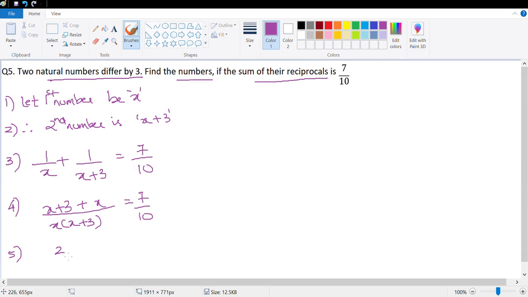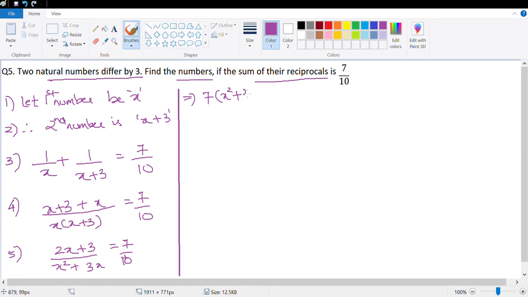Let's open the bracket. So this is (2x plus 3) upon (x squared plus 3x) is equal to 7 upon 10. Next step, cross multiply. So this would be 7 times (x squared plus 3x) is equal to 10 times (2x plus 3). This is 7x squared plus 21x is equal to 20x plus 30.